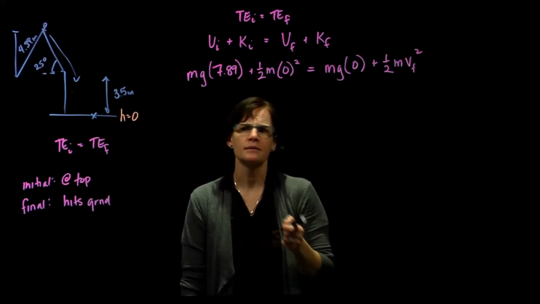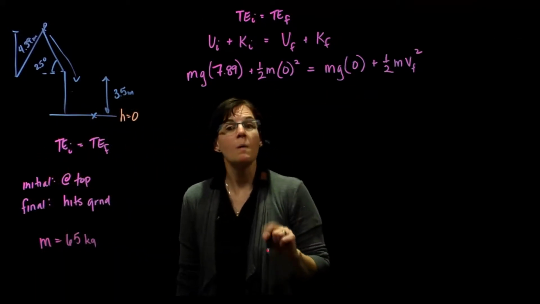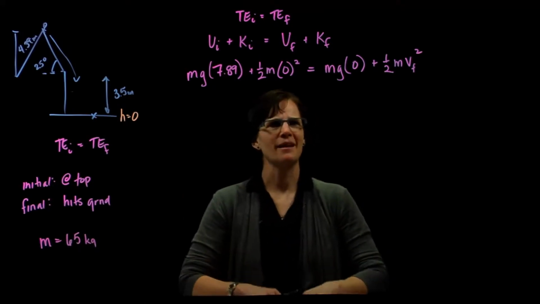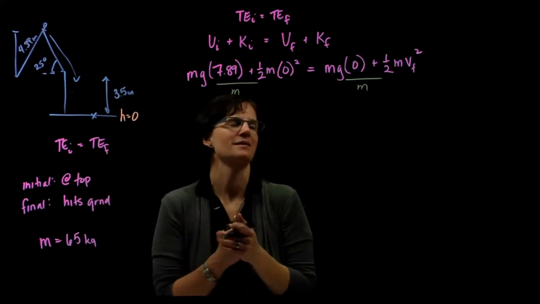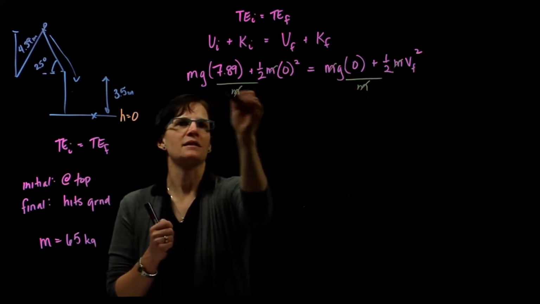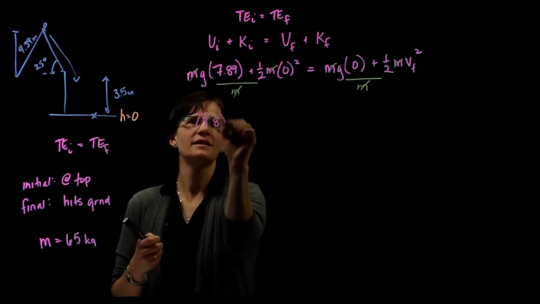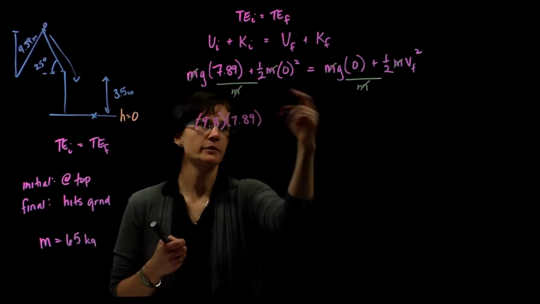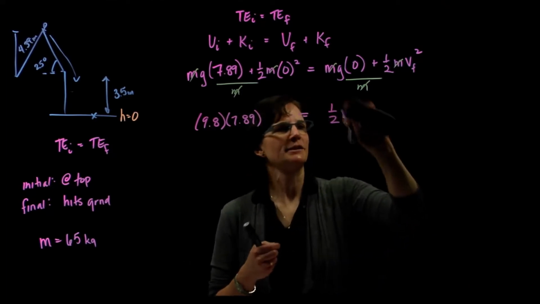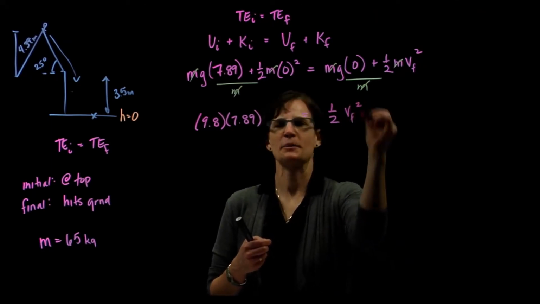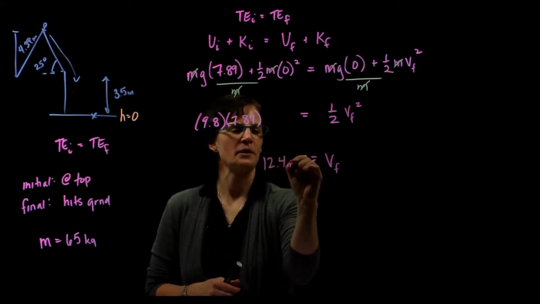Now, I'm given the skier's mass, so I could go ahead and plug 65 in for every one of those m's. Or I can remember some algebra tricks: if I divide this side by m and I divide this side by m, I'm doing the same thing to both sides. The equality stays the same, and m gets canceled in all of these. So I could add the 65 in, but it turns out I don't need it. So I end up with 9.8 times 7.89, that term 0, equals that term 0, plus 1/2 v final squared. Then all I do is solve for v final. V final is equal to 12.4 meters per second.